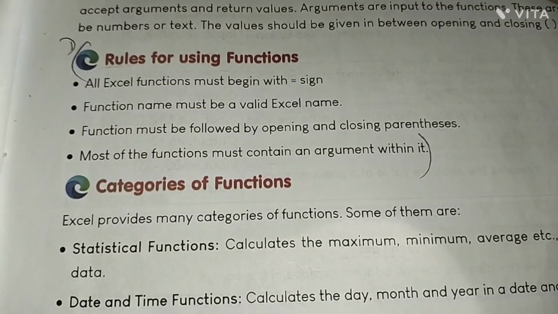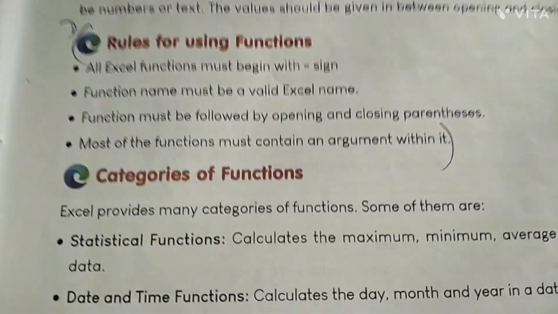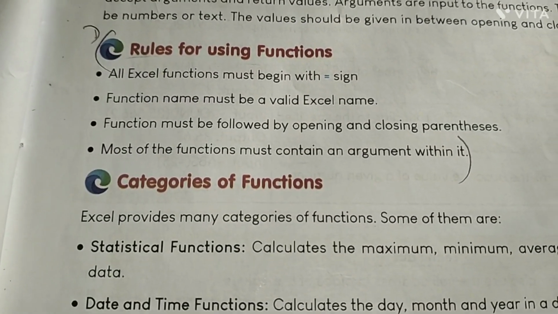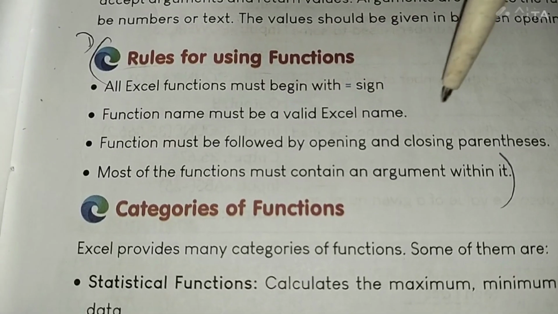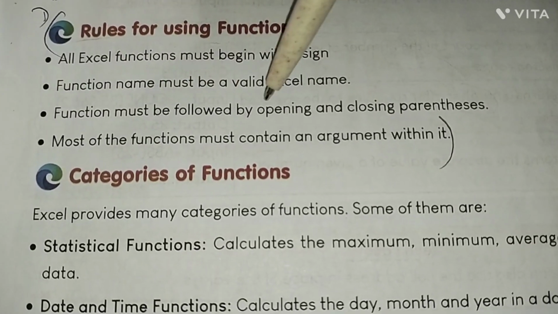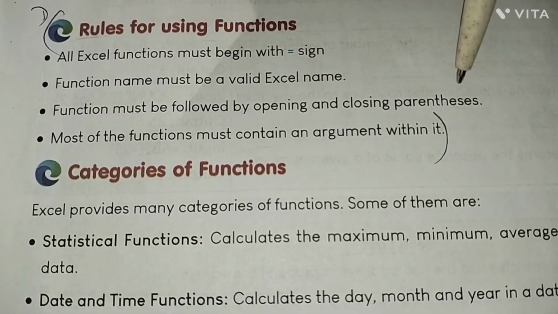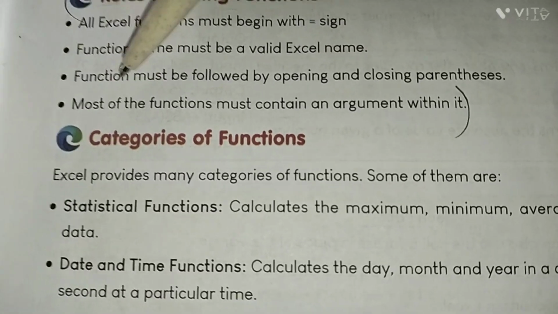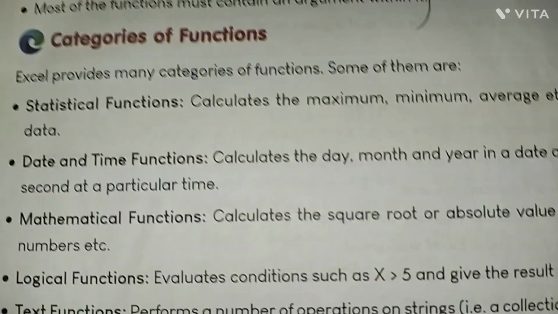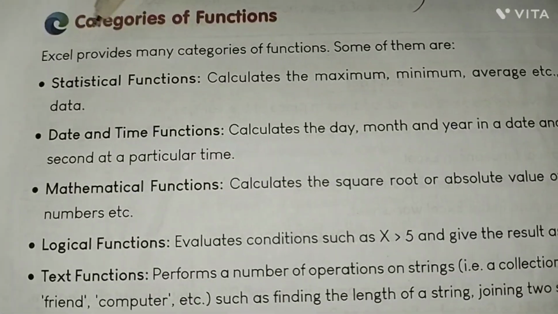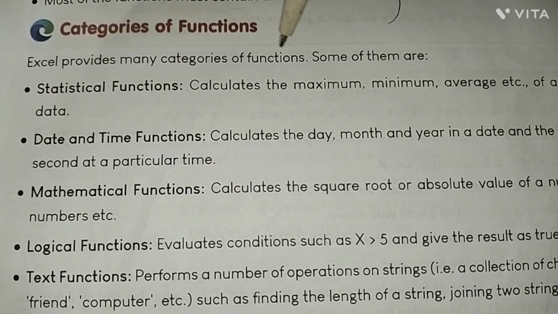Rules for using functions. All Excel functions must begin with an equal sign. The function name must be a valid Excel name. The function must be followed by opening and closing parentheses. Most of the functions must contain an argument within them. Category of functions. Excel provides many categories of functions.